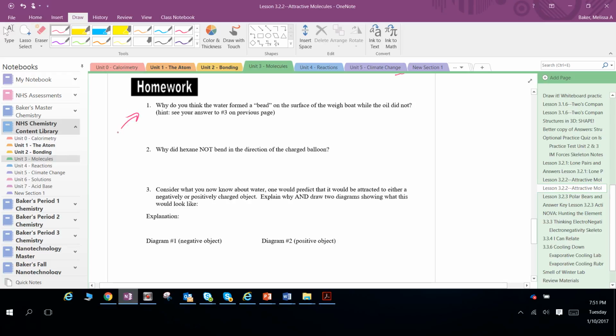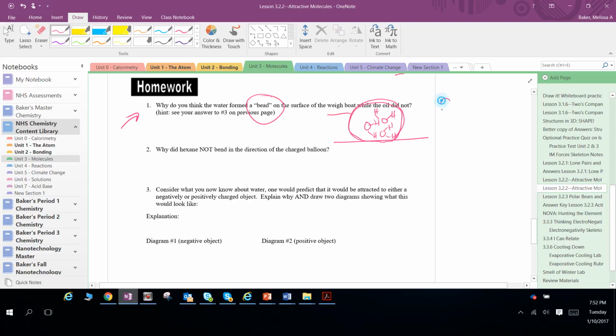Let's take a look at the homework questions too. Why do you think water formed a bead on the surface of the wax paper in our case, but the oil did not? Water molecules love each other, so rather than be with the wax paper, they would love to ball up, and they're attracted to one another, so they all just form this pile in this bead. They're like, yay, we're attracted to each other.